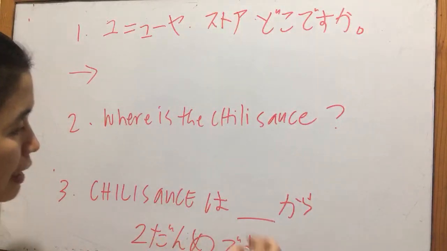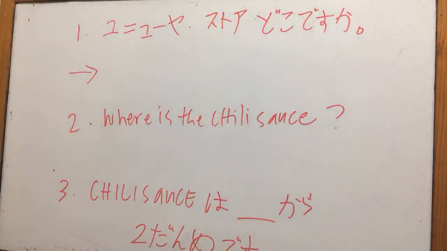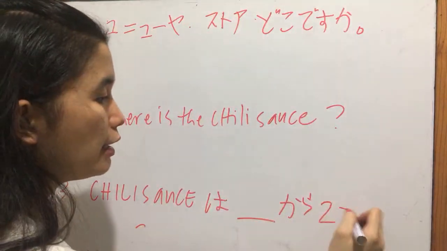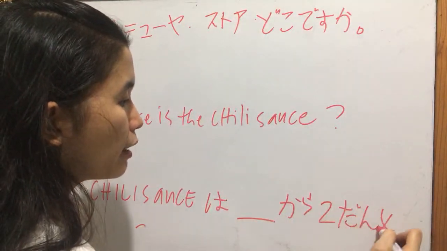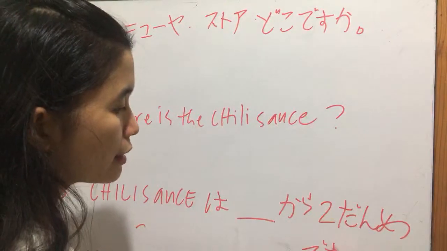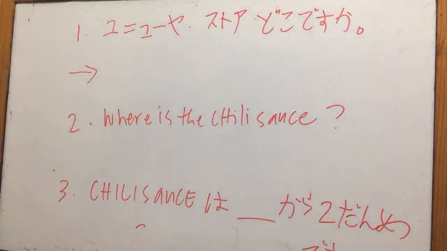So, what is the missing in this line? Okay. Chirisosu wa blank kara 2段目です. Okay, what is the missing in that line? At hindi pala kita yung 2段目です. So, we have 2段目です. Okay? Okay, so please answer this. I will play it again.